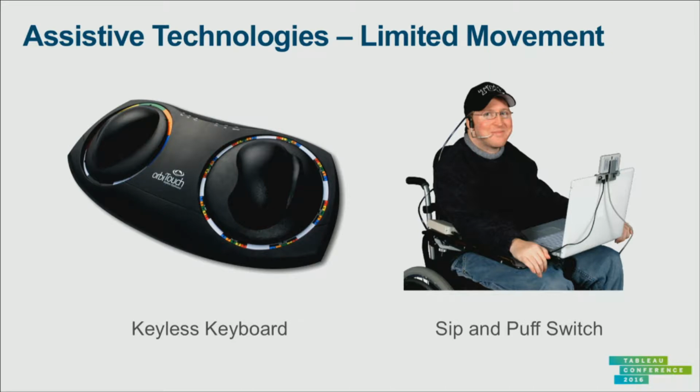So there are devices. On the left, we have a picture of what's called a keyless keyboard. It basically allows someone to use a keyboard if they have pretty severely limited mobility in their hands. Or on the right, if there's no mobility, something like a sip and puff switch can be used to operate the keyboard. And so that's the kind of device that you use, it's like a straw that you suck on and puff on. It can be used commonly to operate wheelchairs and other things, but including computers.